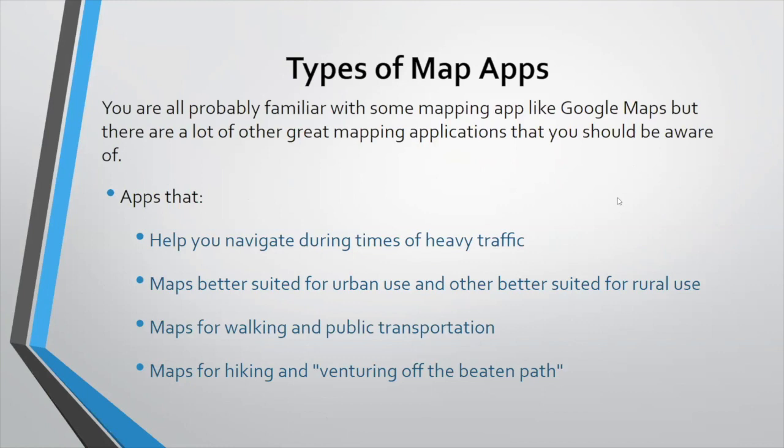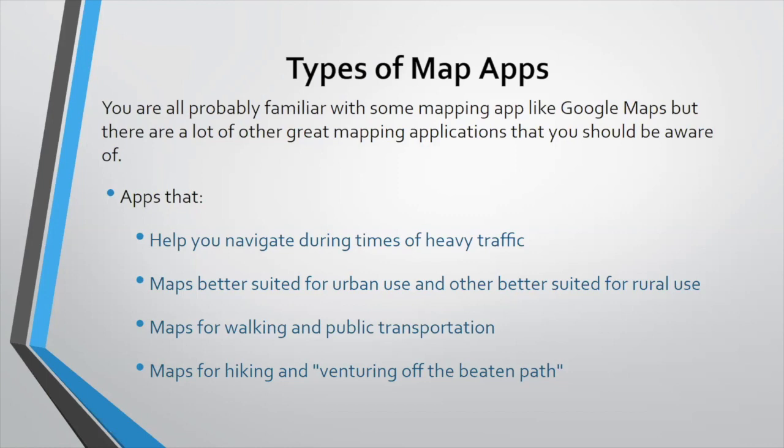So you probably all are familiar with some app or another for mapping, such as Google Maps, which is probably the most popular one, but there are actually a lot of other really good ones out there that you might also find really useful. So there are apps that are better suited to helping you navigate through heavy traffic, so during rush hour, how to take those alternate routes. There are maps that are more suited for urban use, if you're navigating in a city versus if you're out in the country.